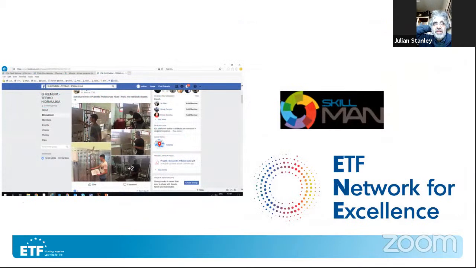Okay, so this is just an image of a network. This is a very simple network which was set up by a whole bunch of teachers in Albania, so that they could share as professionals what they were doing.